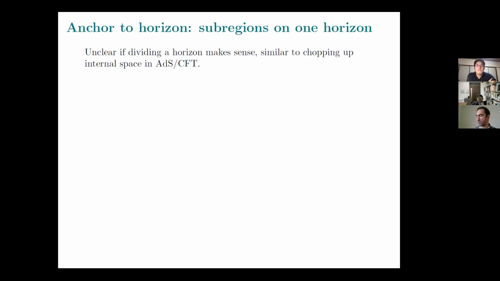One thing you can try and do, although it's a little bold because it's not clear that it makes sense, is to consider subregions on a horizon. It's unclear that looking at subregions on a horizon is a reasonable thing to do. It's a harder version of trying to chop up the internal space in AdS/CFT, because it's not clear that there's any locality to this theory that lives on the horizon. And B, the interior of it is sub de Sitter scales, which is like sub AdS scales because it's a single horizon in there.